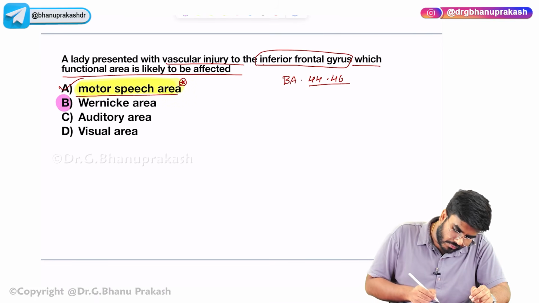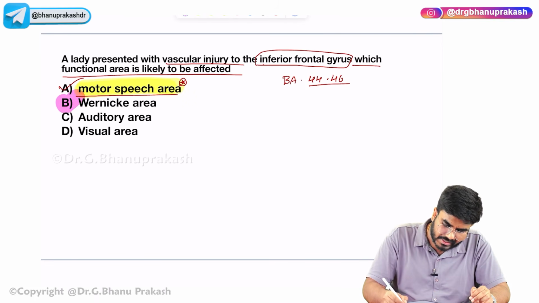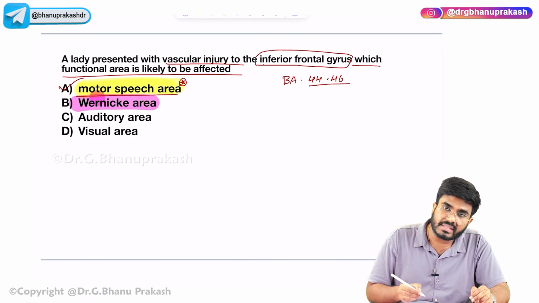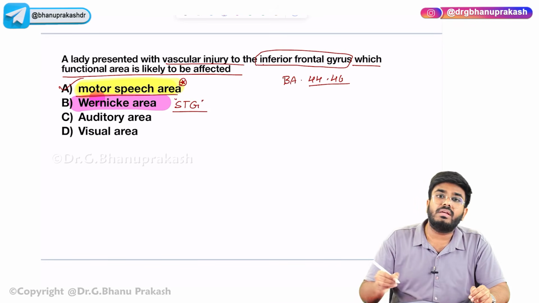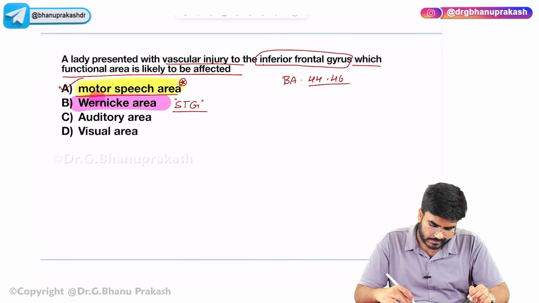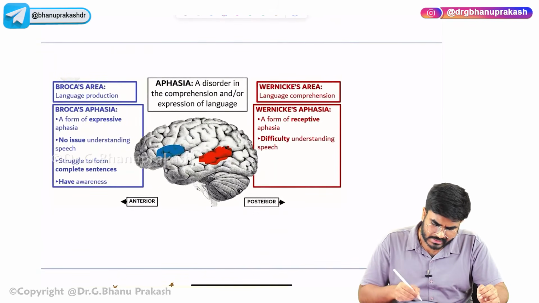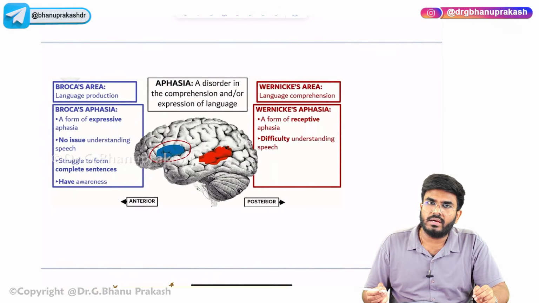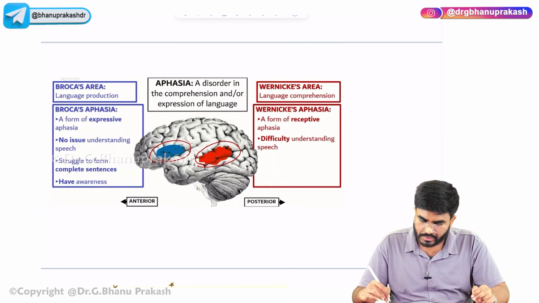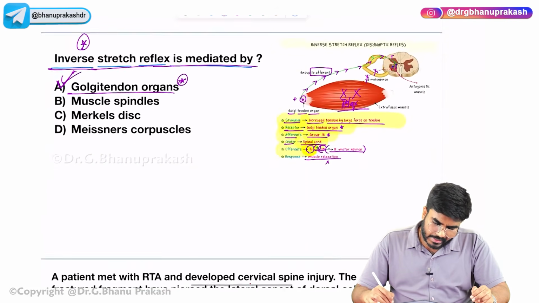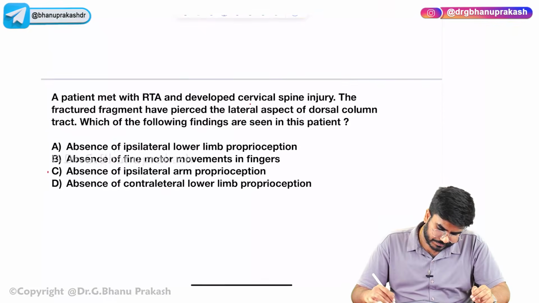Now you already know Wernicke's area. What is Wernicke's area? It's present in the superior temporal gyrus, which is helping for the comprehension. Okay, you know these areas. Here this area which is marked in the blue color is called the Broca's area. The area which is marked in the red color is called the Wernicke's area.